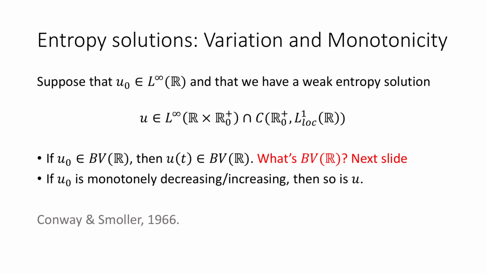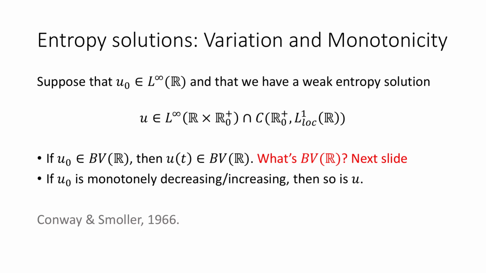Conway and Smoller have proven two interesting properties of such weak entropy solutions. First, if U0 is in the space of bounded variation functions, if the initial data have got bounded variation, then the same is also true for the weak entropy solution U at all times t. Now you might ask, what's BV in this context? Well, BV is the abbreviation for bounded variation, and that will be discussed on the next slide.